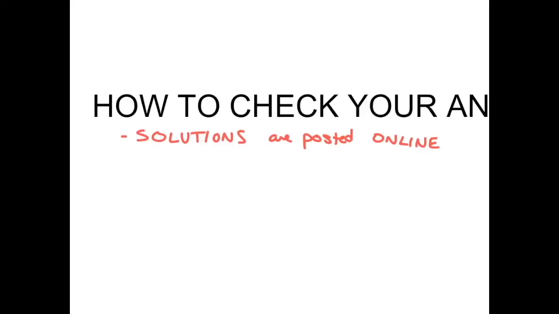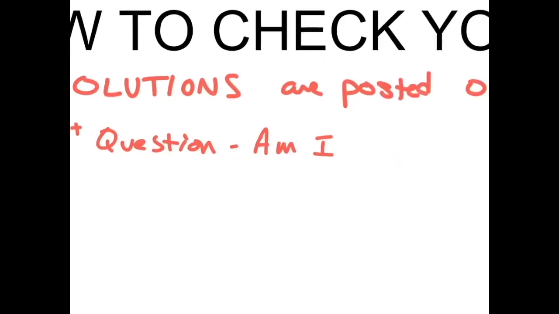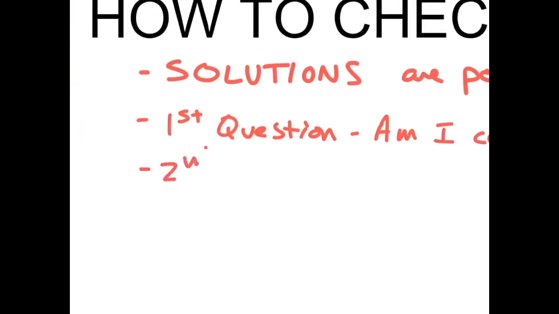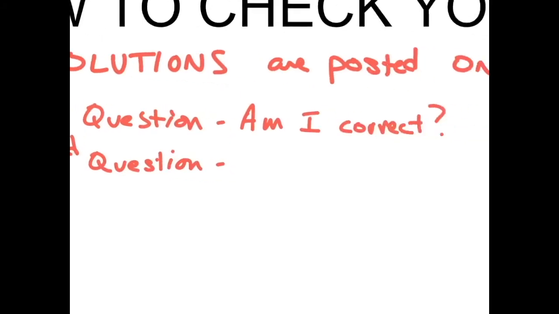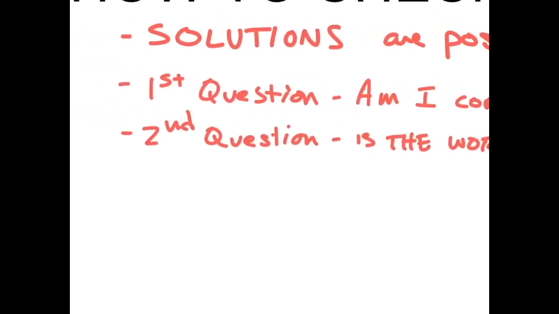So when you're doing your homework, one of the things that you want to do is sit there, and the first question you ask yourself when you're checking your work is, am I correct? And then the second question you want to ask yourself is, is my work correct? So does the work that I have, or my logic, match what the teacher has? That's really important. To get from point A to point B, is your work logical? Is it correct?